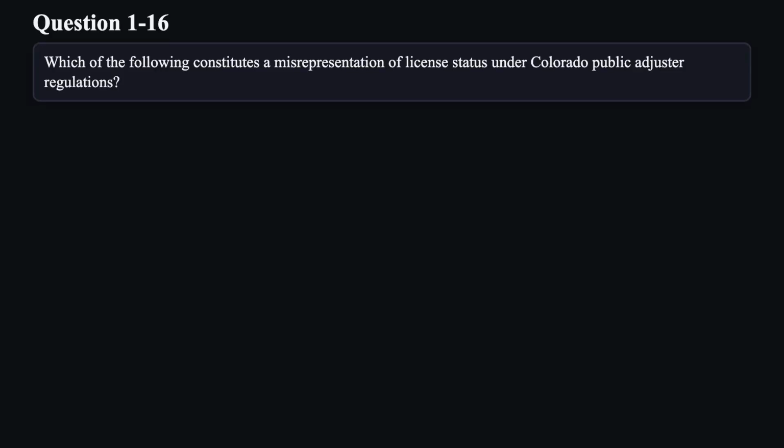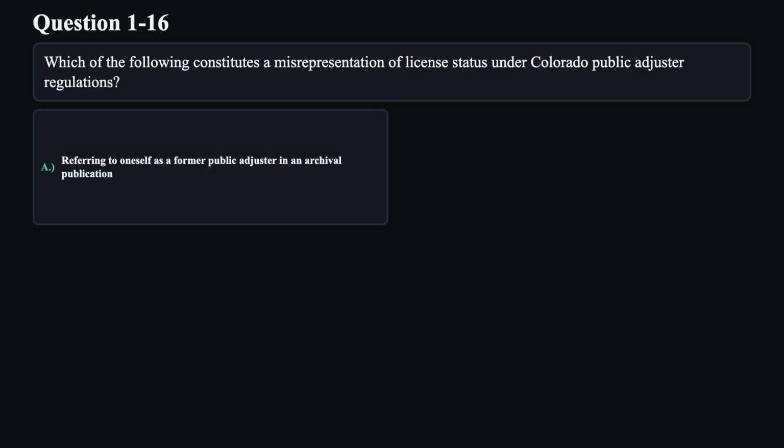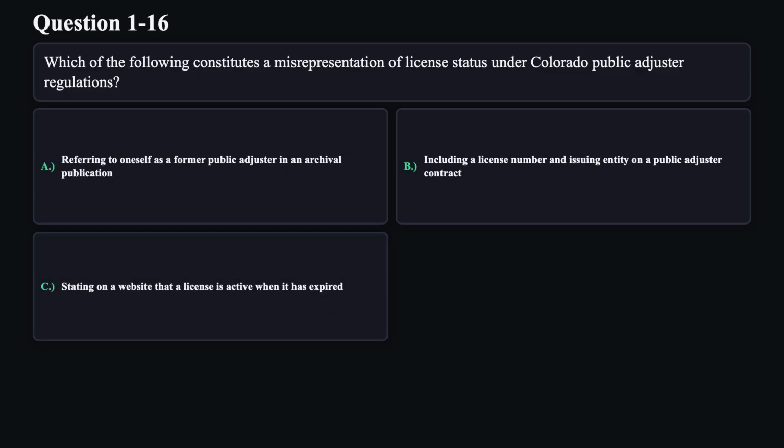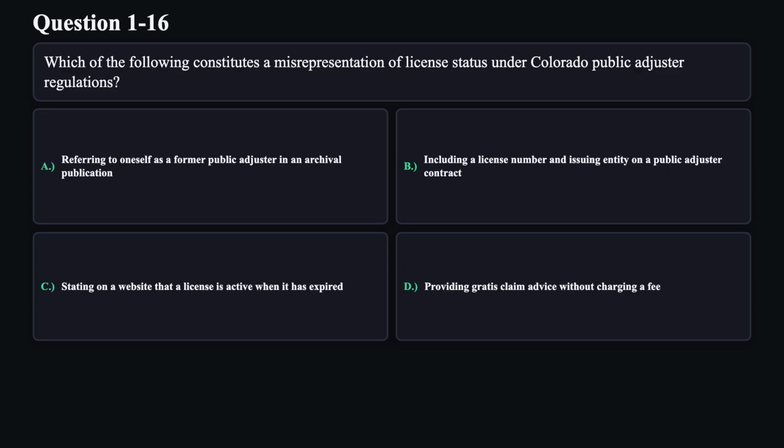Question 16. Which of the following constitutes a misrepresentation of license status under Colorado public adjuster regulations? A. Referring to oneself as a former public adjuster in an archival publication. B. Including a license number and issuing entity on a public adjuster contract. C. Stating on a website that a license is active when it has expired. D. Providing gratis claim advice without charging a fee.